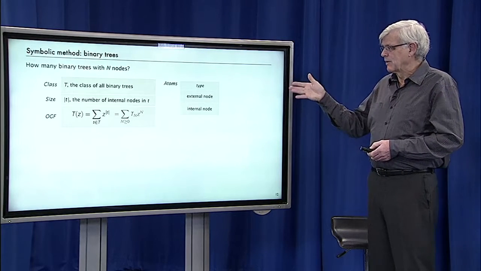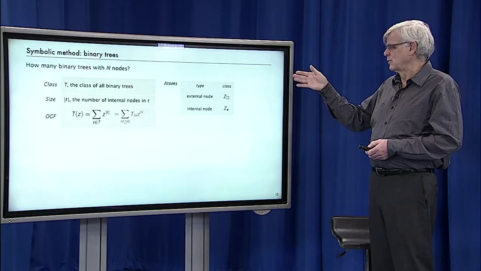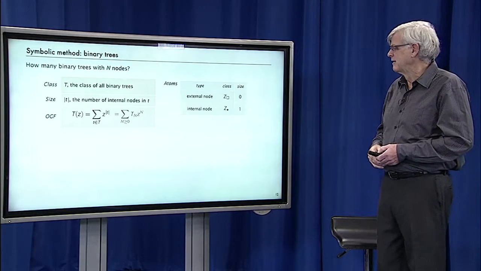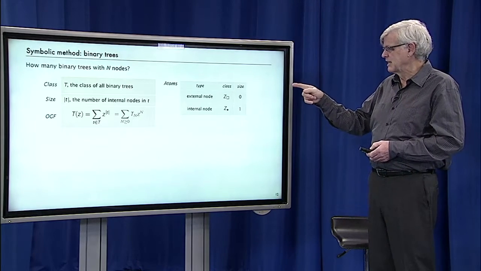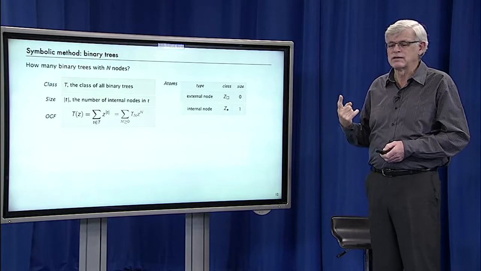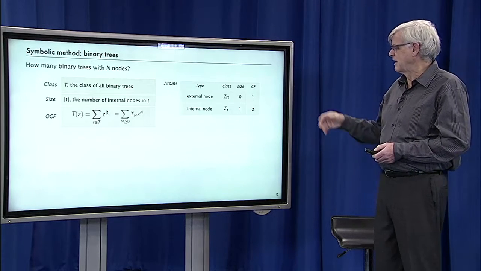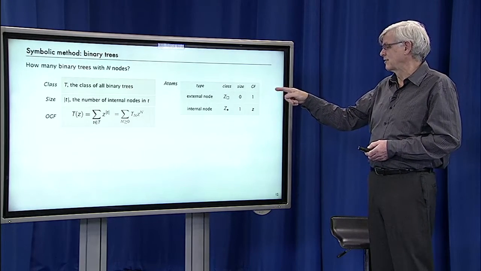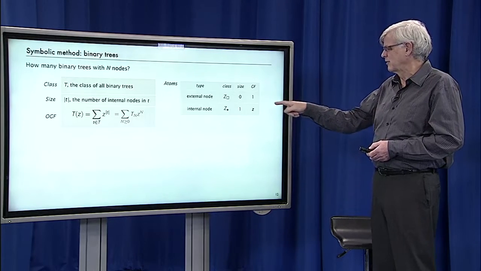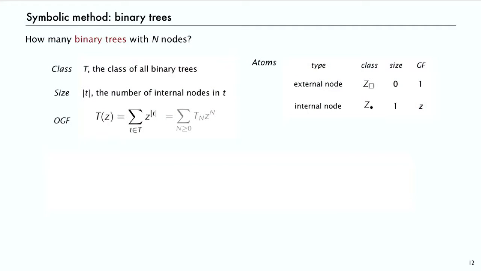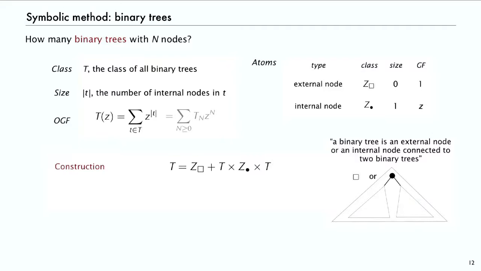We need atoms to get going. We have internal nodes and external nodes. So we'll denote external nodes by Z sub box and internal nodes by Z sub dot. And we want to count according to internal nodes. The size of an internal node is 1, the size of an external node is 0. So that's the setup, that's the building blocks. And the generating functions of these little classes, since the size for an external node is 0, it's 1, size for an internal node is 1, it's Z. That's the generating function for that little class. Okay, so that's the setup, and then here's the construction. And this is just using the union and Cartesian product rules.